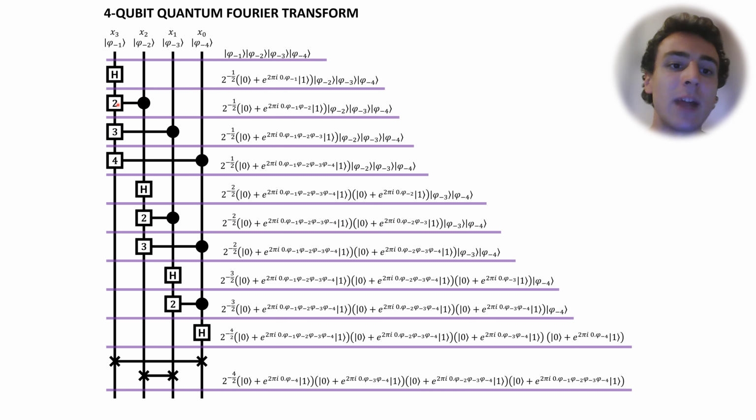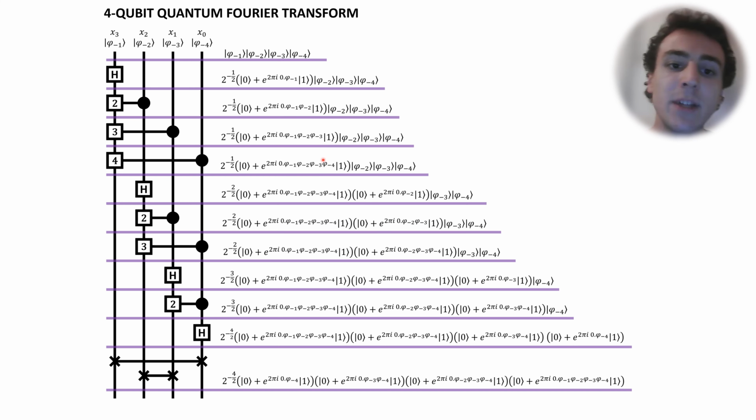Now let's have a look at what this sequence of 3 controlled unitary gates does. Every time we apply a controlled unitary gate, we're going to add a bit to this bit string at the top. So we're going to have phi sub minus 1, and then phi sub minus 2, then phi sub minus 3, and then finally phi sub minus 4. That's as far as we're going to go in the 4-qubit quantum Fourier transform.